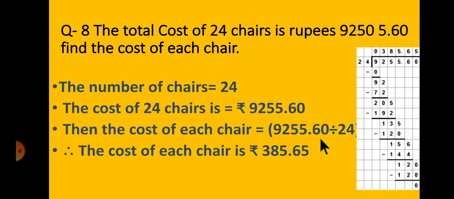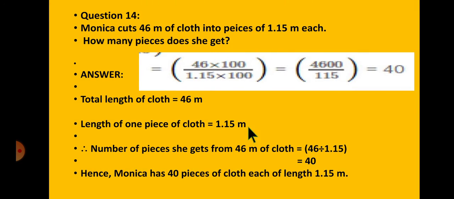9255.60 divided by 24. How we divide decimals, we already learned, and from here you can see. So our final answer is the cost of each chair is 385 rupees 65 paise. Let's see the next question. Question number 14.